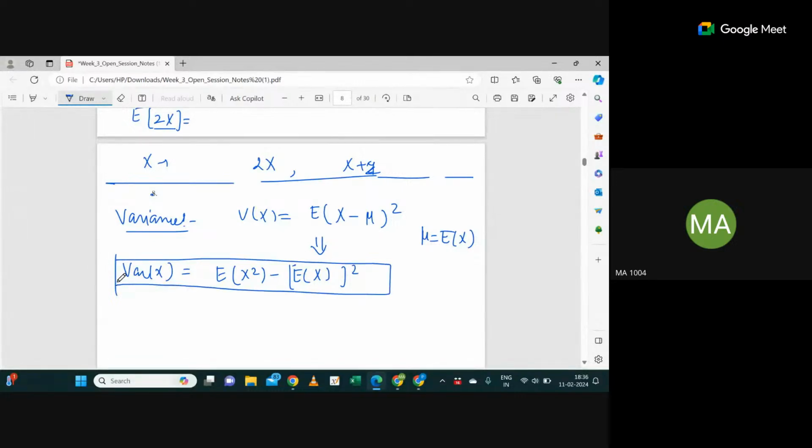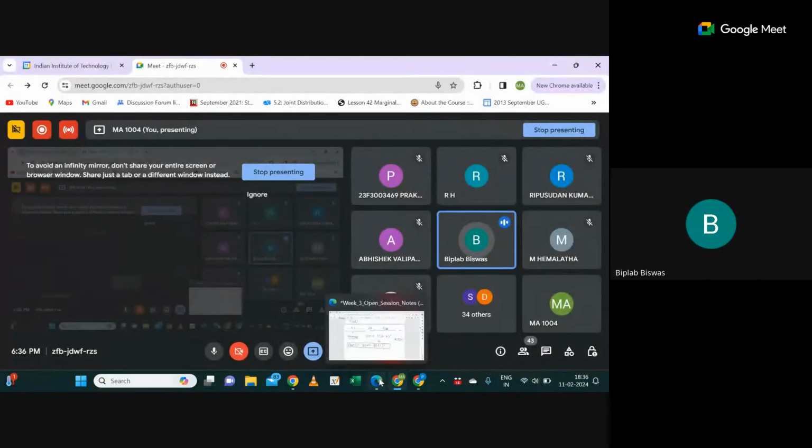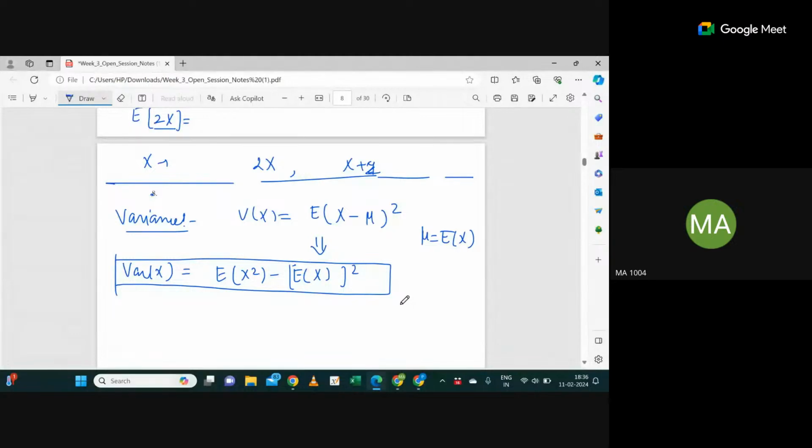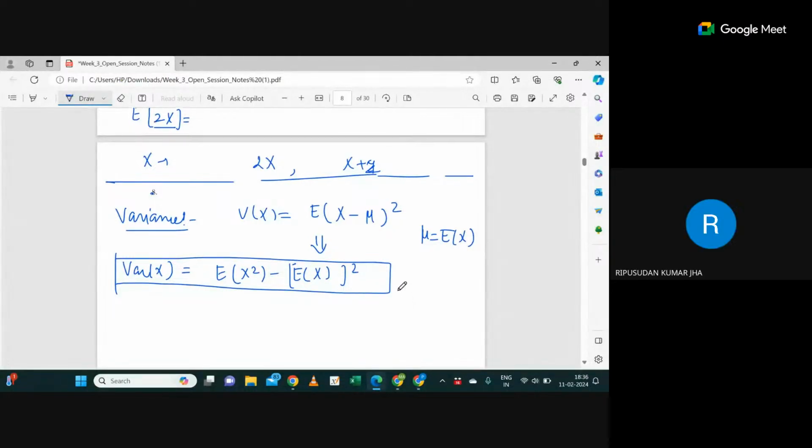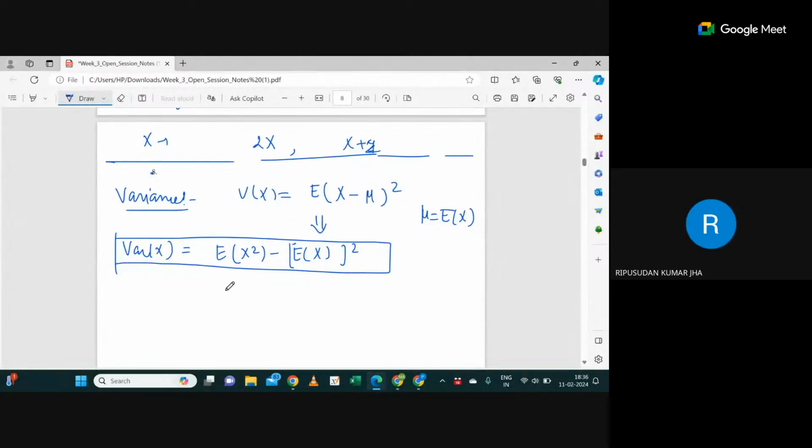Why are we interested in variance? Anybody? To understand the spread, like what is the variability in the random variable? Okay. Variance from the average. Variance from the average. Okay, fine.